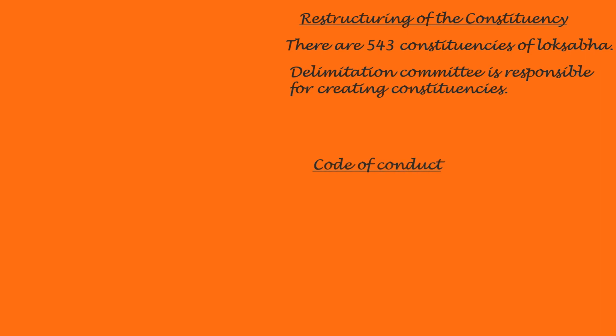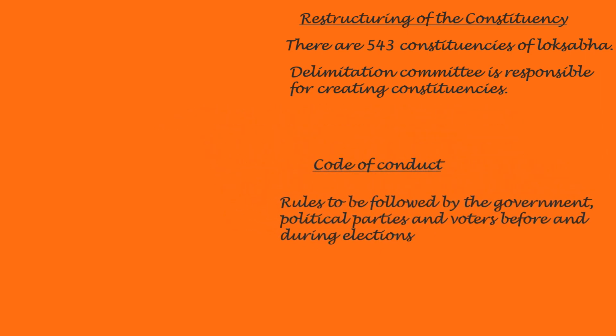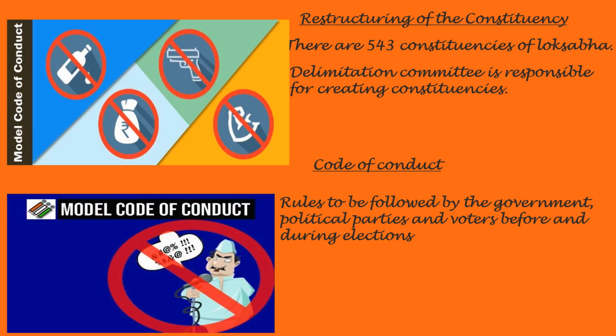Code of Conduct. In order to control malpractices during elections, the Election Commission has adopted the Code of Conduct. Now, the Code of Conduct are rules to be followed by the government, political parties, and voters before and during the elections to ensure free and fair elections, like no campaigning, no speeches, no rallies, so on and so forth. Common voters have become more confident due to the implementation of Code of Conduct. Now remember, my dear students, you need to prepare this answer very well as it is very important from the board point of view.